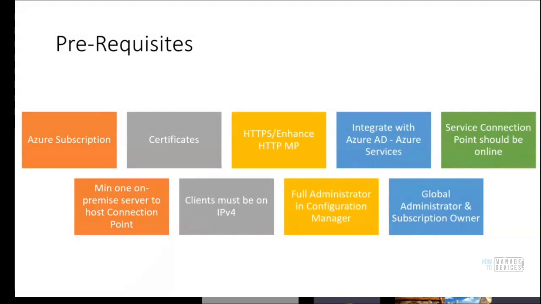And clients must be on IPv4. That is one of the requirements. If the client is only responding on IPv6, then cloud management gateway will not work properly. And you need full administrator privilege on the Config Manager side, and global administrator and subscription owner on the Azure side. These are the two access requirements.